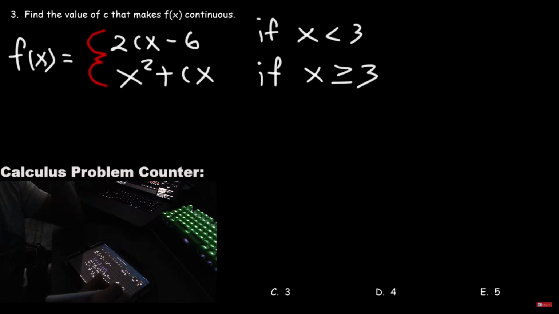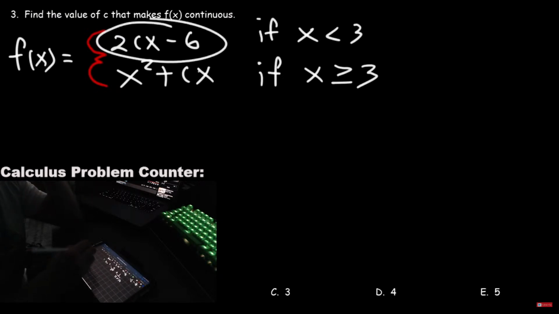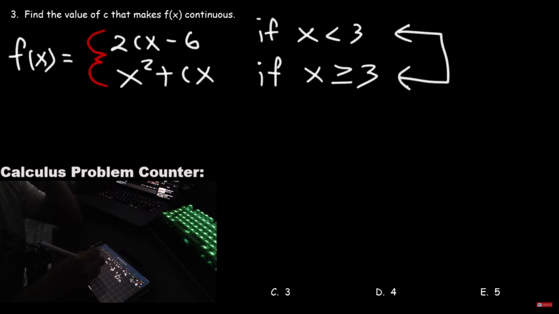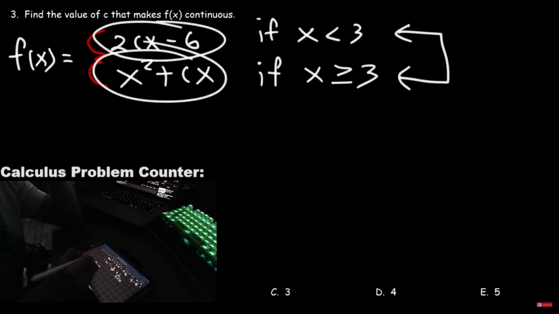Number 3. Find the value of c that makes f of x continuous. To make the piecewise function continuous, the two parts of the piecewise function must be equal to each other when x is equal to 3. So step 1, set these two parts equal to each other.